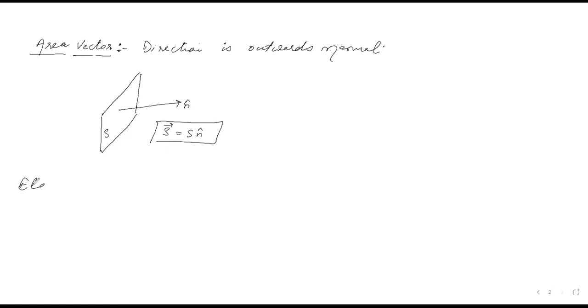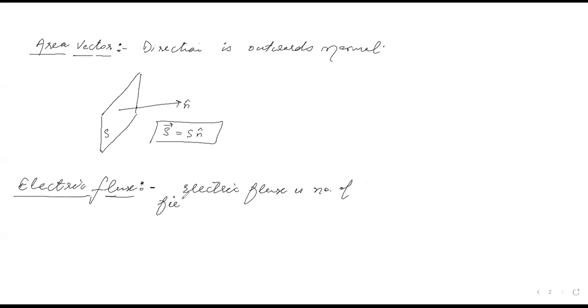Next is electric flux. What is the electric flux? Any one of you? Electric flux is the number of field lines crossing an area normally.